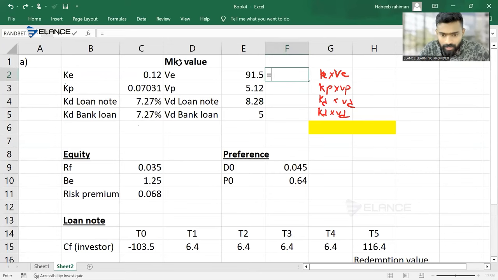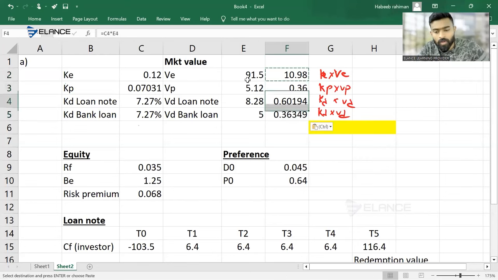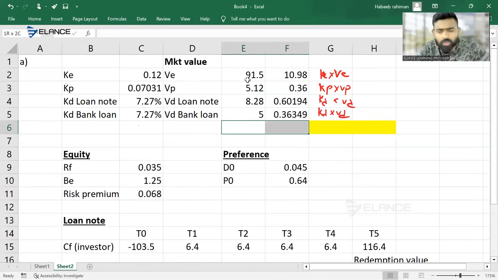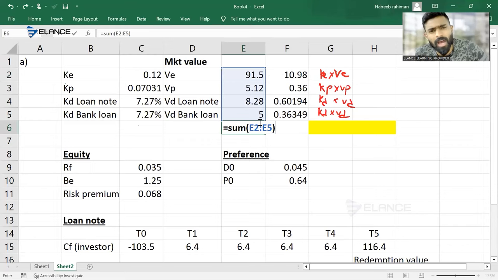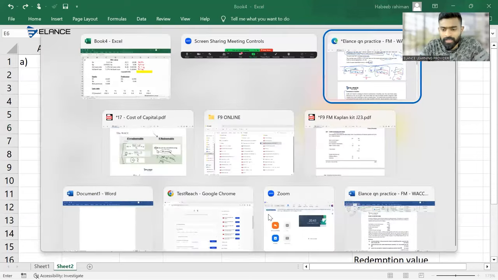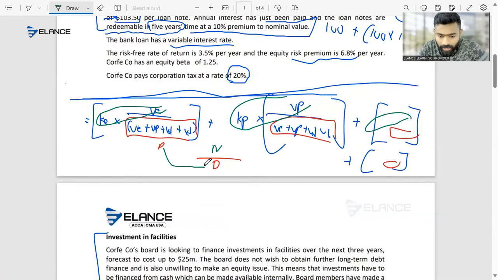It is equal to KE into VE. Now just copy paste this down. Take the sum of these two columns, equal to the sum of total capital, the sum of all capital. This sum will be the numerator or denominator for the formula. The sum of total capital has to be the sum of VE plus VD. It has to be the denominator.